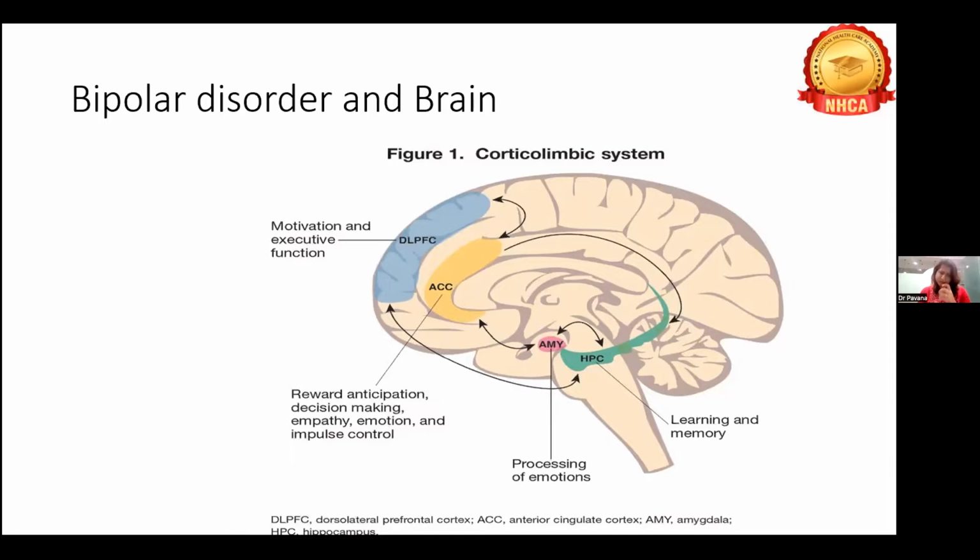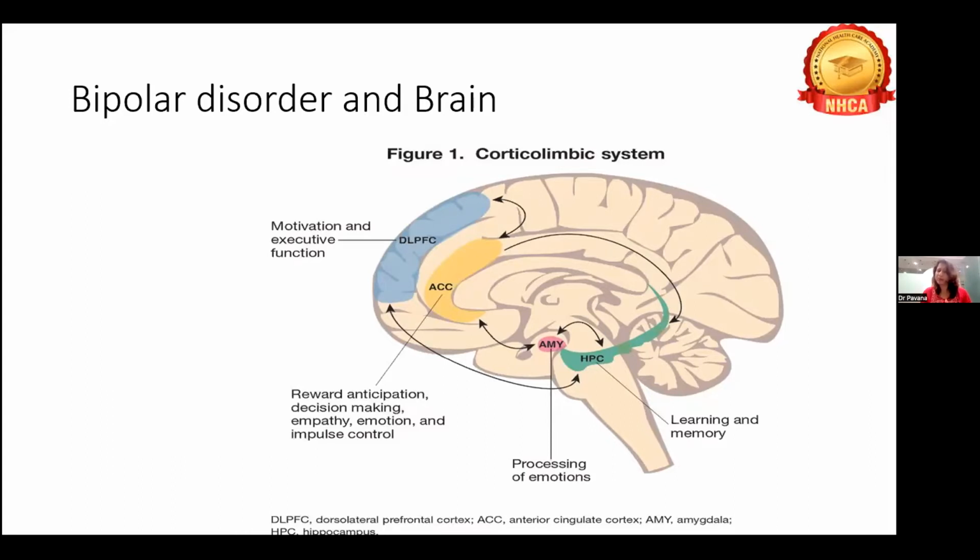Then there are other parts of the brain involved in certain functioning. See, in a house, we have a kitchen to cook, a living room to watch TV or invite guests, a bedroom to sleep. Like that, the brain is divided into different compartments, which handle different emotions and different kinds of issues. So if there is any problem with reward, anticipation, decision making, empathy, emotions, these are the parts of the brain which are involved.